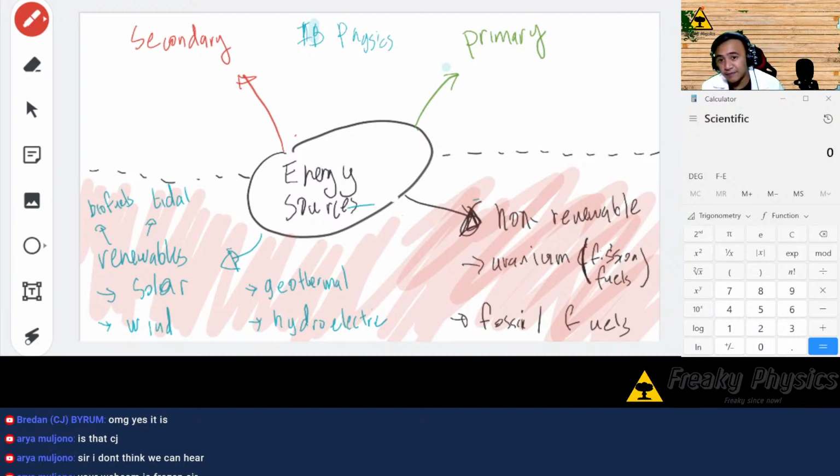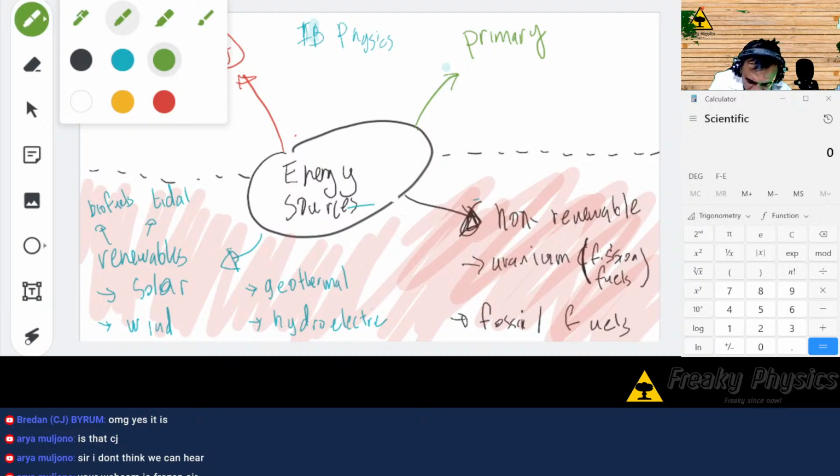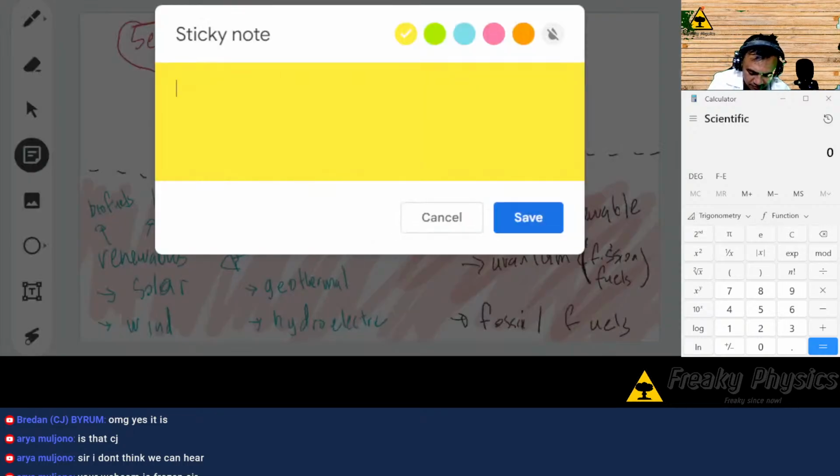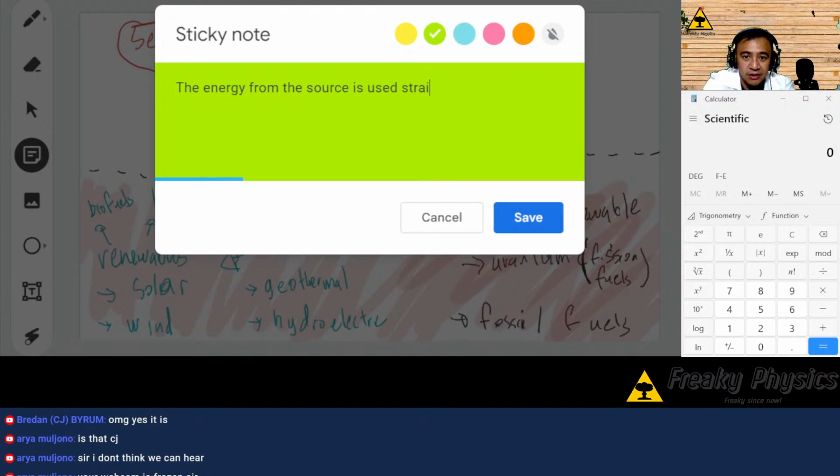Okay, now it's a little bit tricky to know what this is if you just don't know what's happening. But the easiest way to think about this is for primary sources of energy: you extract it straight, and that's the energy you get. Let's use green. The energy from the source is used straight away.